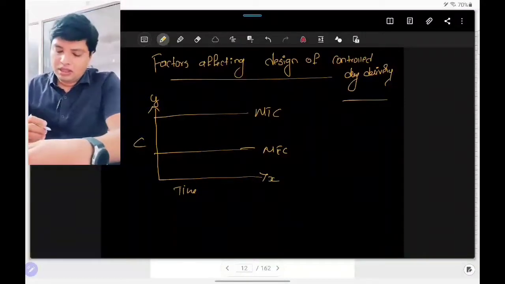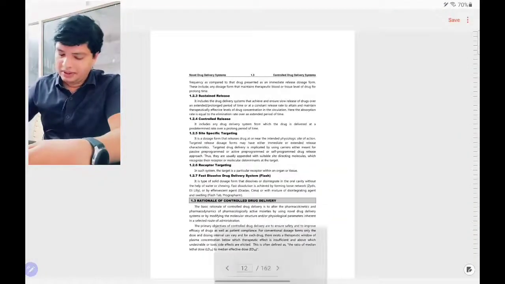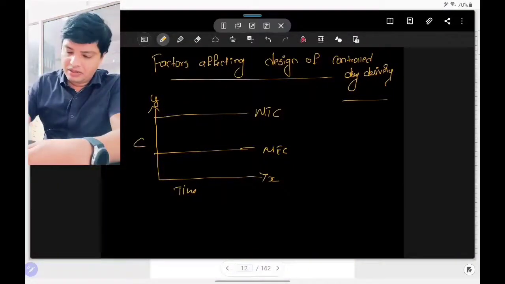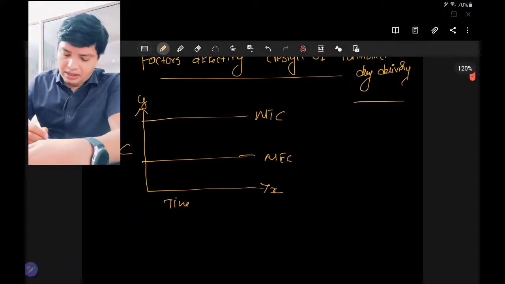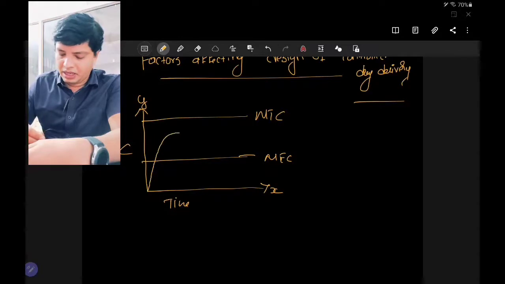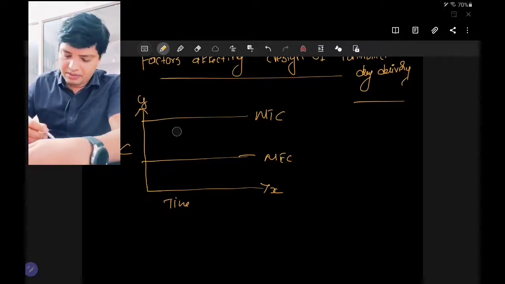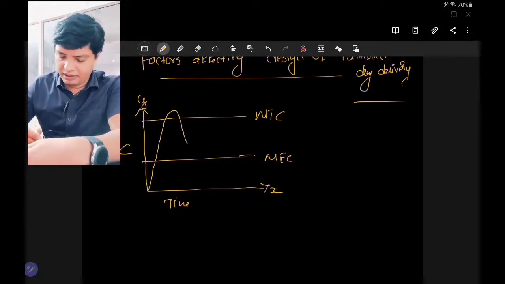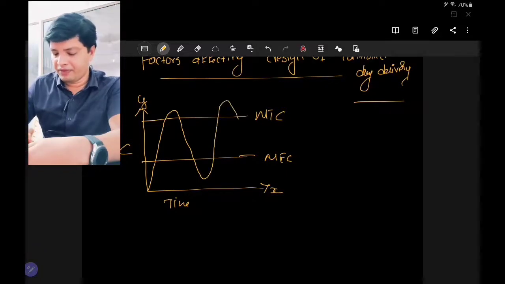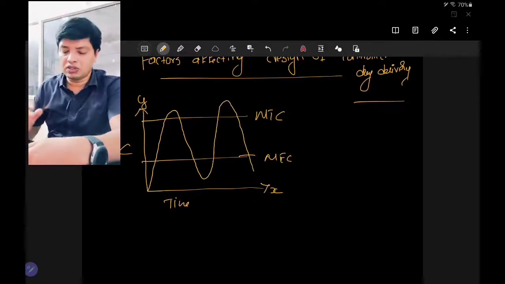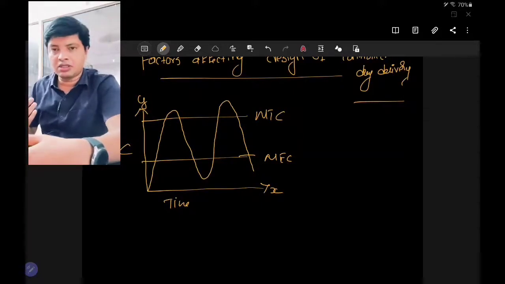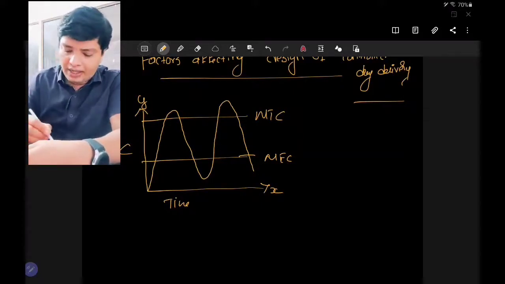Now in general what happens, if you give a conventional dosage form, there will be a rise in the plasma drug concentration, and this reaches the maximum, then it will fall. Again you will give another dose, then it will again rise and it will fall. This is what the conventional dosage form plasma drug concentration time profile will look like.